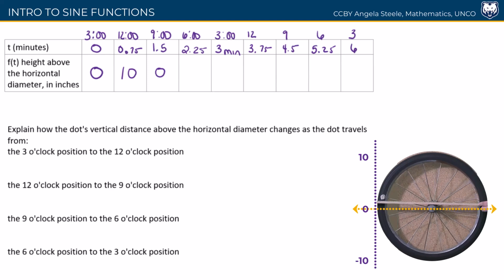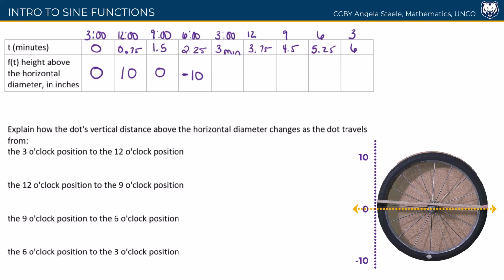Okay, we continue moving that bike tire, so now the dot is in the 6 o'clock position, and once it's in the 6 o'clock position, we are 10 units below the horizontal diameter. So we're going to mark it at -10, meaning it's 10 units below.